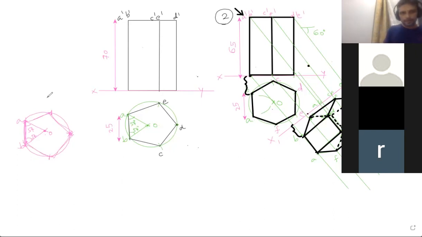Got it? Then you will draw a rectangle like this. So I want you to draw this much. Sorry.